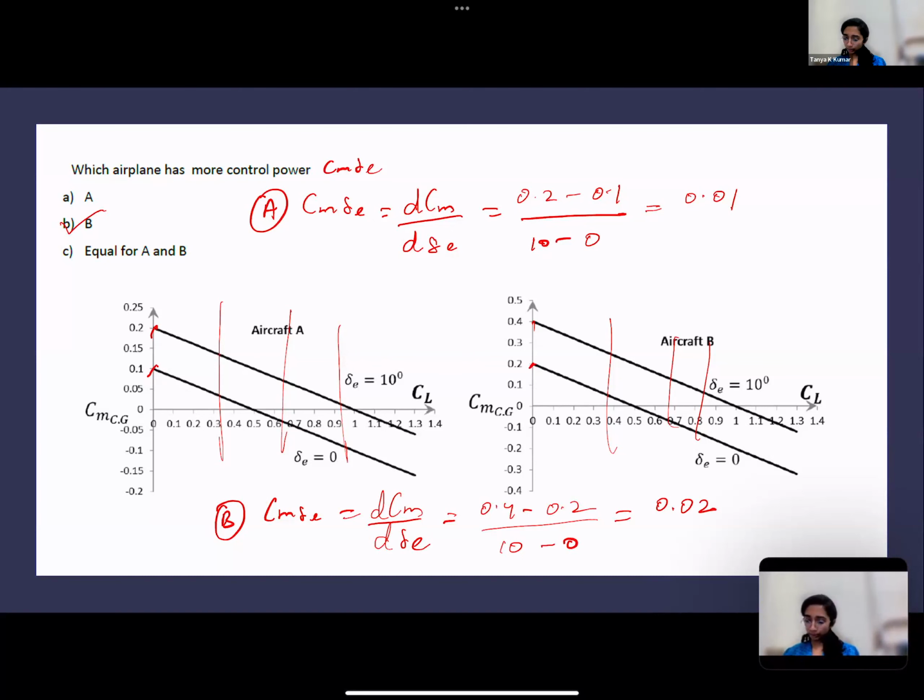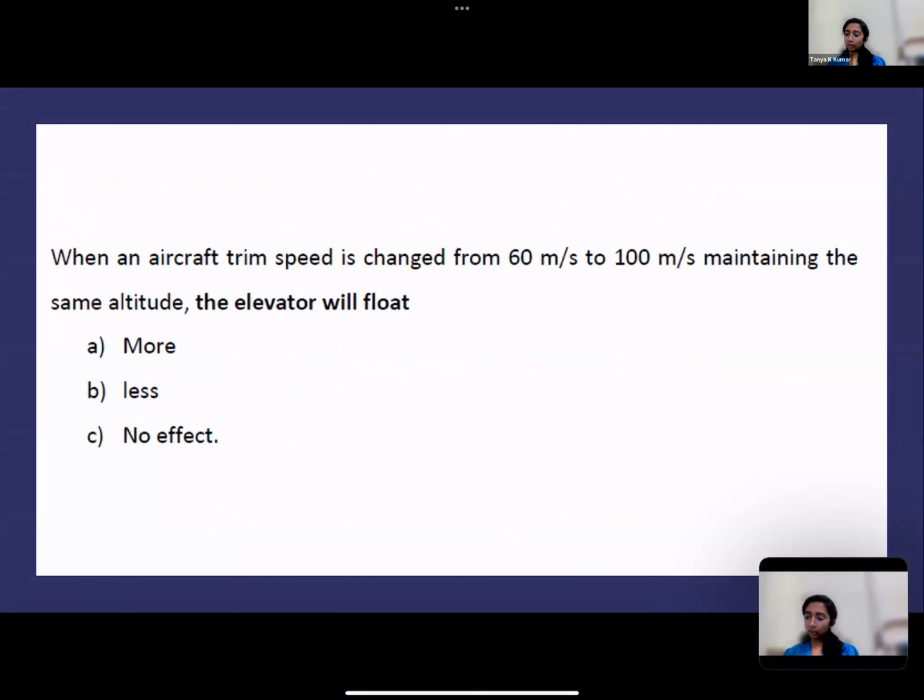Okay, let's go to the next question. When the aircraft trim speed is changed from 60 to 100, maintaining the same altitude, will the elevator float more or less? Read the question carefully. When the aircraft trim speed is changed from 60 to 100, the elevator will float more or less.